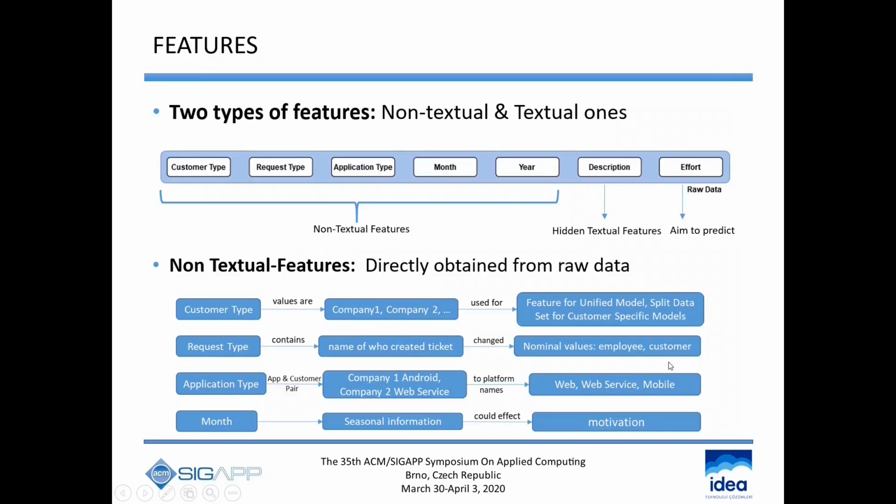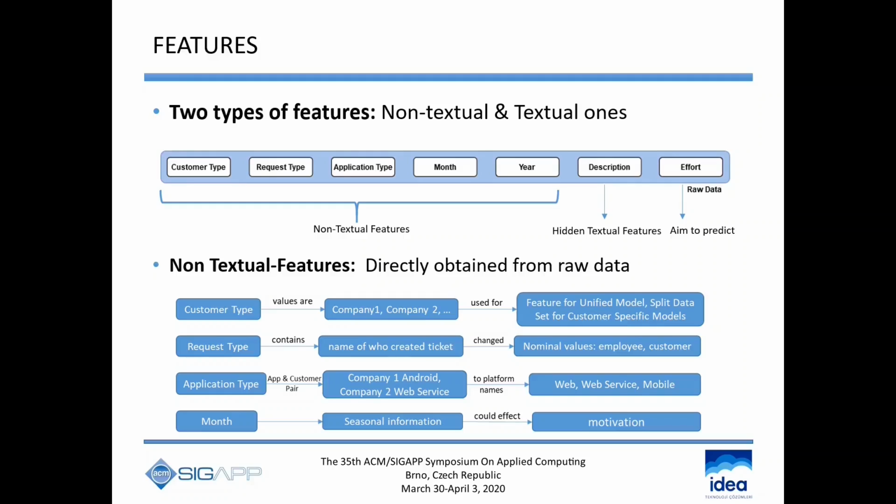Our raw data consists of 7 different attributes. Our aim is to predict the effort. The effort values are the summation of efforts from the start of analysis to the end of the development process. So effort values contain the total time spent during the whole process, which are analysis, test, and development efforts. For other attributes, we categorize them into 2 groups. These are non-textual features and textual features.